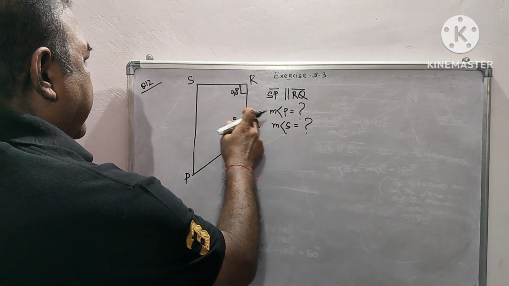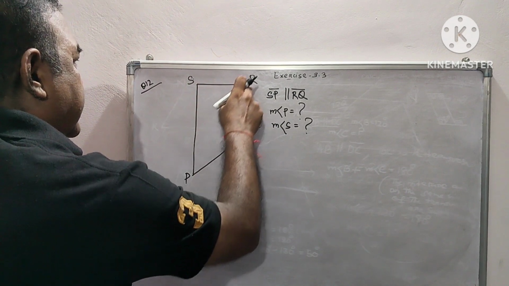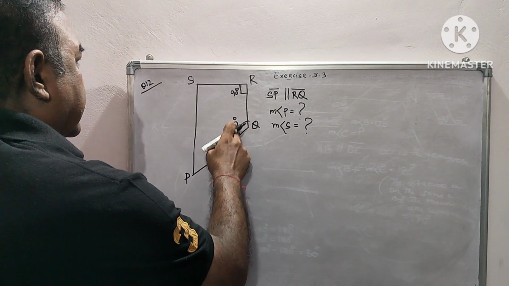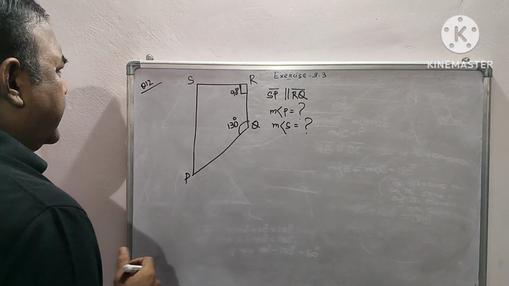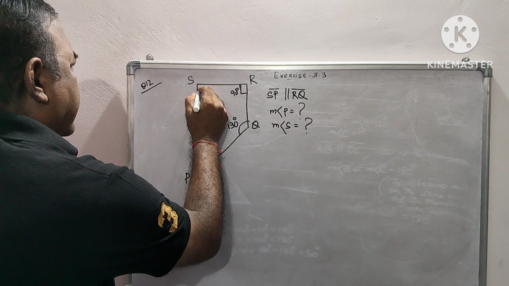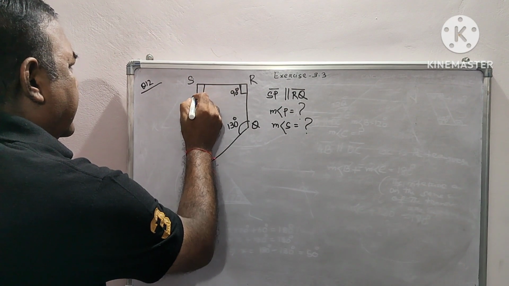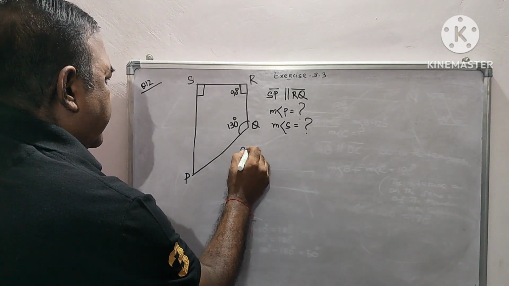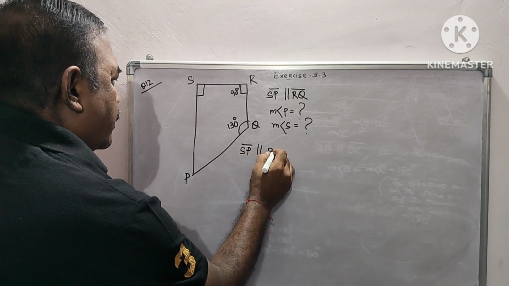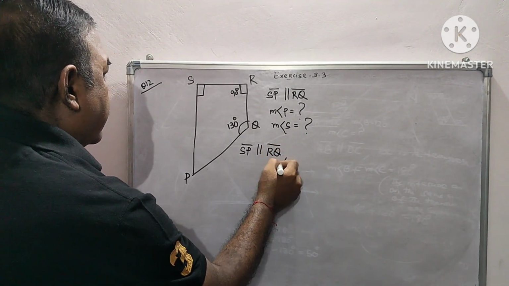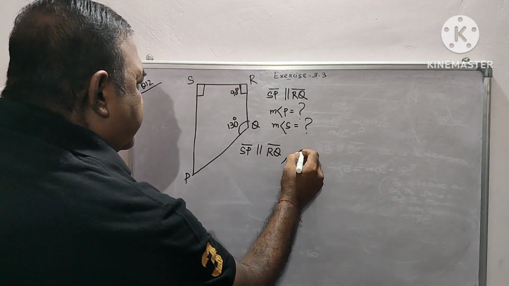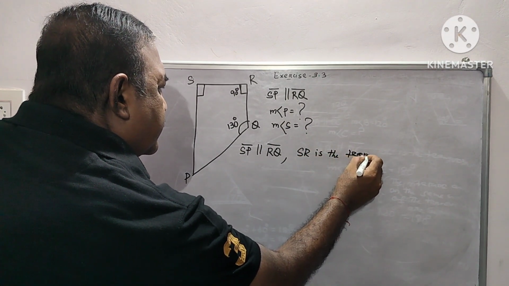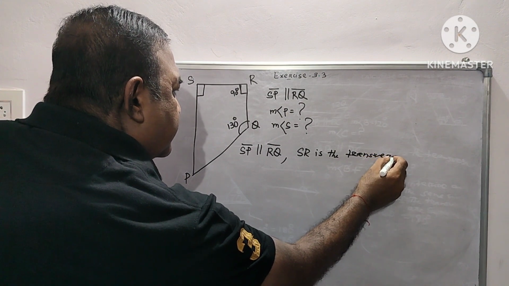And here the information is given. SP line segment is parallel to RQ, and this angle Q measures 130 degree and angle R measures 90 degree. And you see, this angle will be equal to 90 degree. Why? Now we have been given SP line segment is parallel to RQ. SR is the transversal. It is the transversal line.